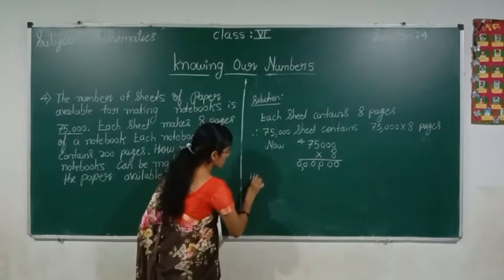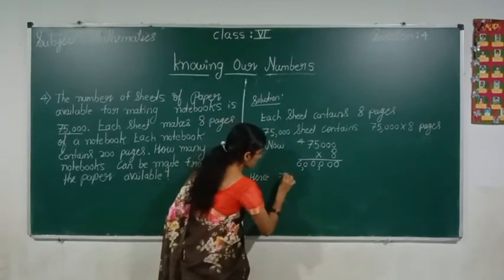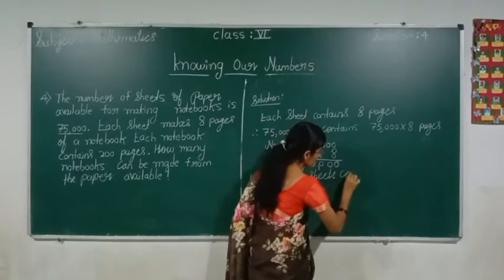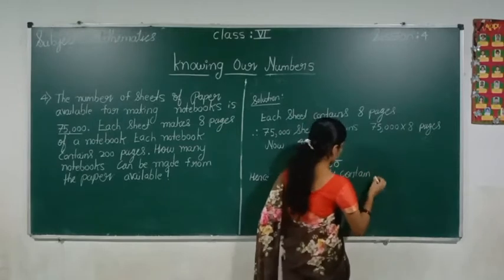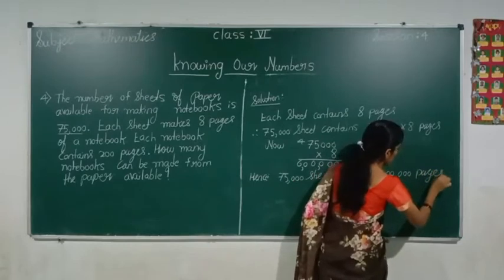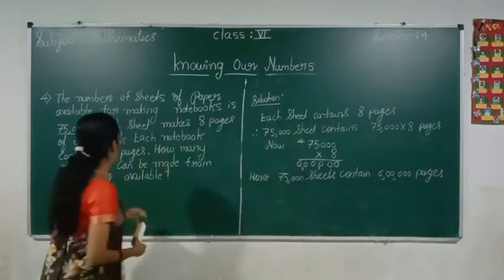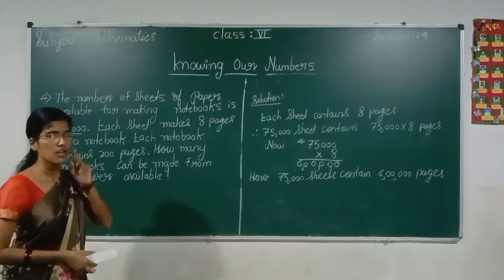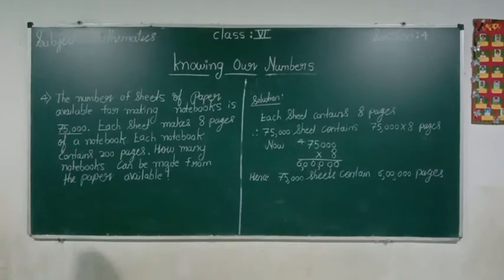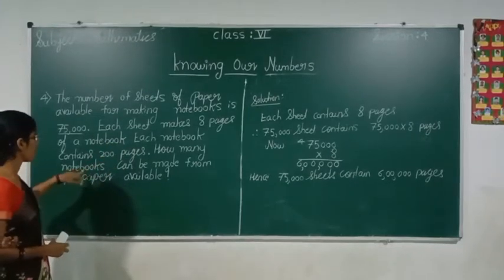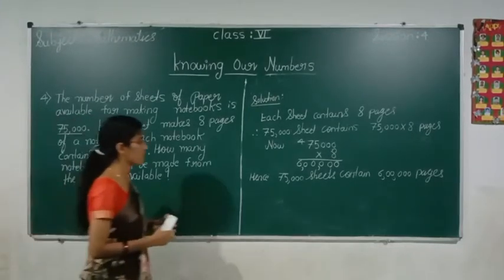Hence, what can we write? Hence, 75,000 sheets contain 6 lakh pages. Okay. Now see here. Each notebook contains 200 pages. If you want to make one notebook, it will contain 200 pages. How many notebooks can be made from the paper available?